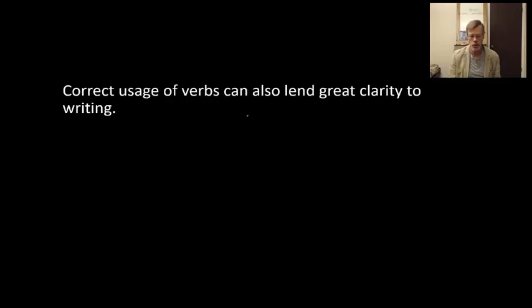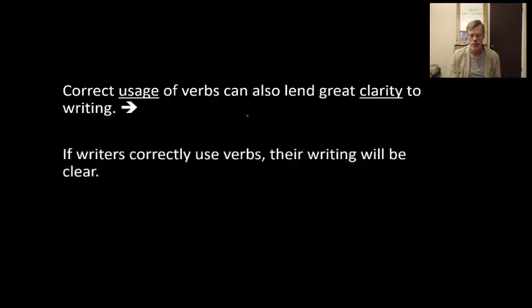Next one: "Correct usage of verbs can also lend great clarity to writing." Here we've got two nominalizations, "usage" and "clarity." Now, "clarity" is not actually a nominalization derived from a verb. This one is derived from an adjective. And to transform this, again, we're going to make a complex sentence: "If writers correctly use verbs, their writing will be clear."